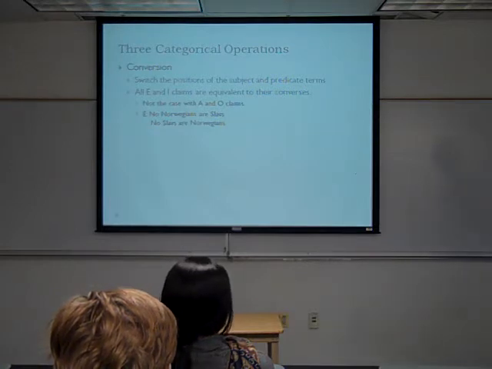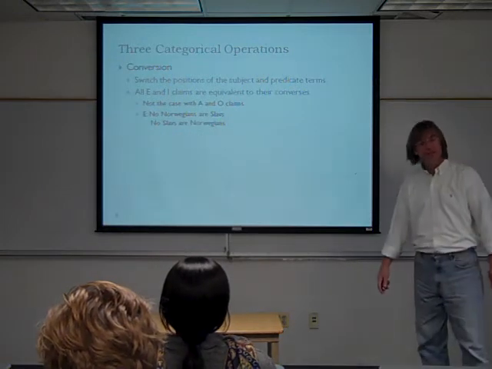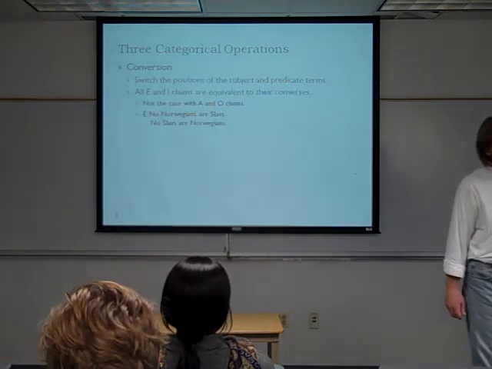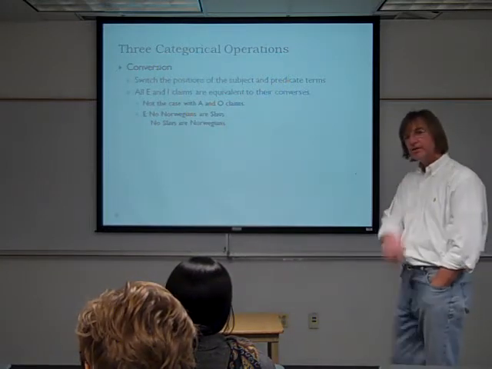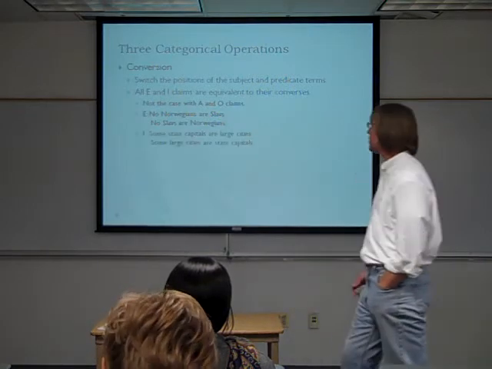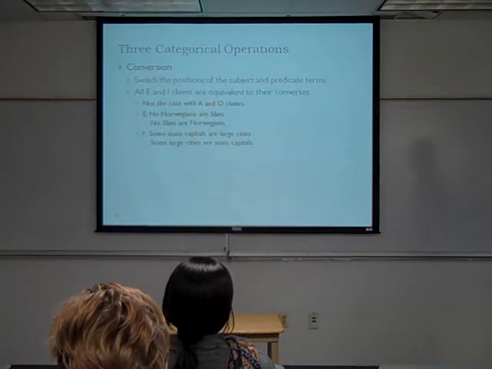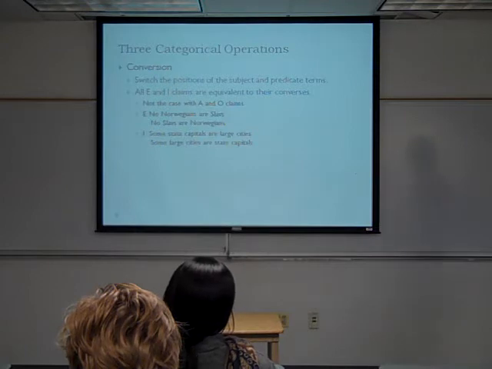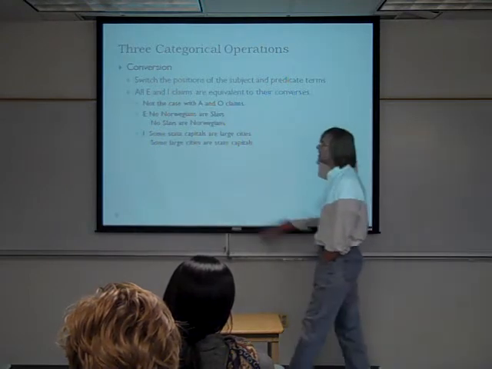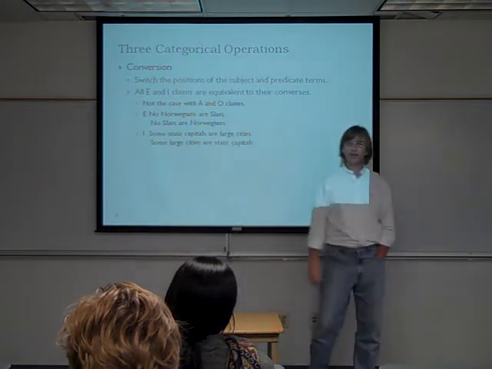Now, it should be easy, right? Converse is just switching the subject and the predicate terms. Some state capitals are large cities. Give me the converse of that claim. Some large cities are state capitals. It's not rocket science. That easy. So for the converse, we're simply going to switch the positions of the subject and predicate terms. And when we're working with E and I claims, their converse is going to be logically equivalent.